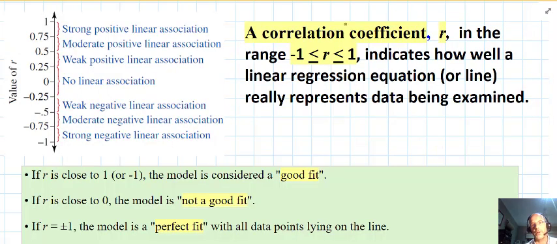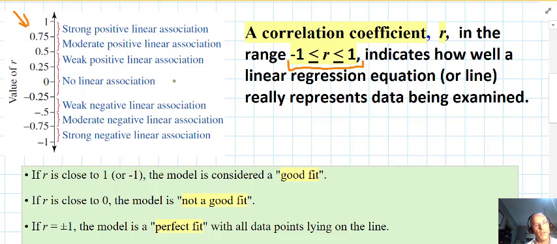Now, the first one that I've mentioned, lowercase r, is called the correlation coefficient, and you'll find it goes down to -1 inclusive and up to 1. It can be any real number in that range, and it indicates how well a linear regression equation, and its line of course as well, truly represents the data being examined. It's possible to put it on a scale like here, and we've got r.